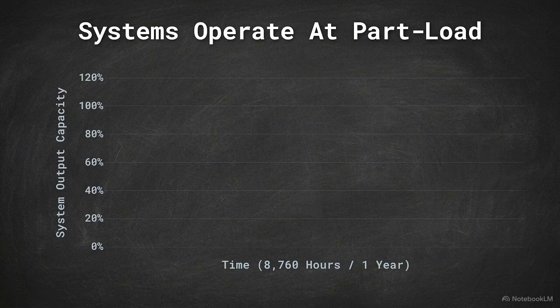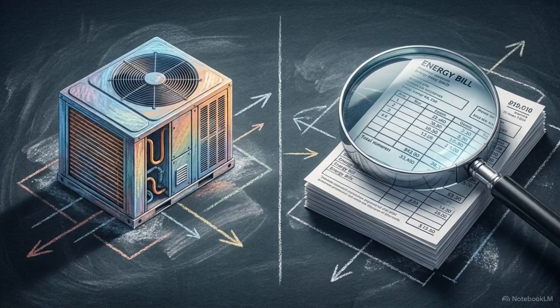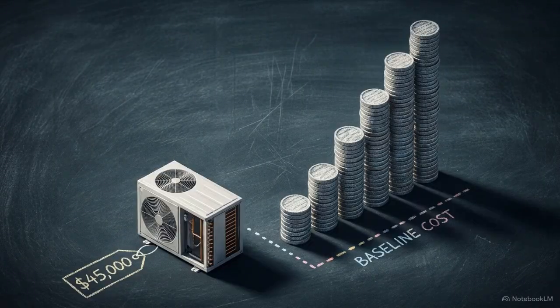The vast majority of an HVAC system's life cycle is spent operating at part load, constantly adjusting its output to match partial thermal demands. Energy modeling exists to navigate this part load reality. It is an economic analysis tool used to determine which design option offers the lowest total life cycle cost, rather than just identifying the cheapest initial equipment.